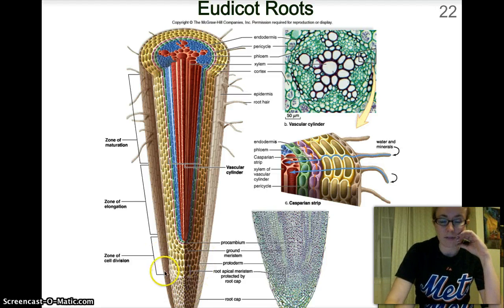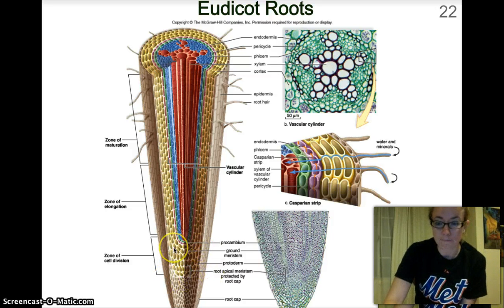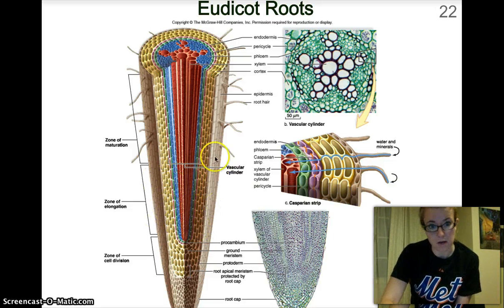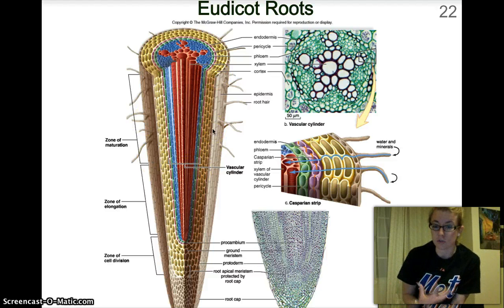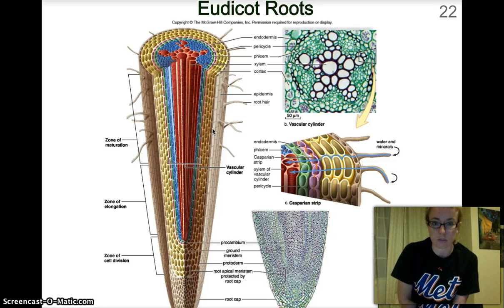Then right above it we have the zone of cell division. This is where cells are dividing and making new cells, particularly by the meristem. Then in the zone of elongation, they are doing just that, becoming longer, just growing. So we're not making new cells up here, we're just growing them. And then in the zone of maturation, they start to differentiate and start to do particular jobs. Rather than just being cells, they're starting to actually do the jobs that they will be doing in the root. And there's a bunch of different tissues that we're going to talk about in here.